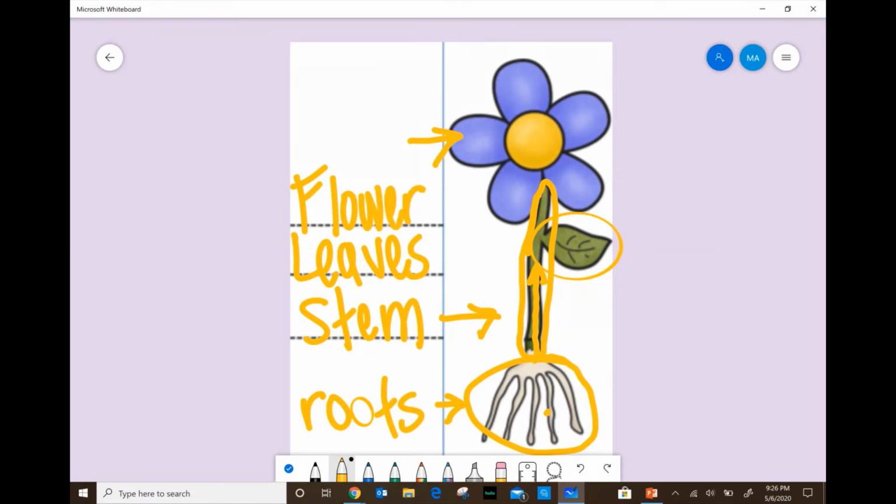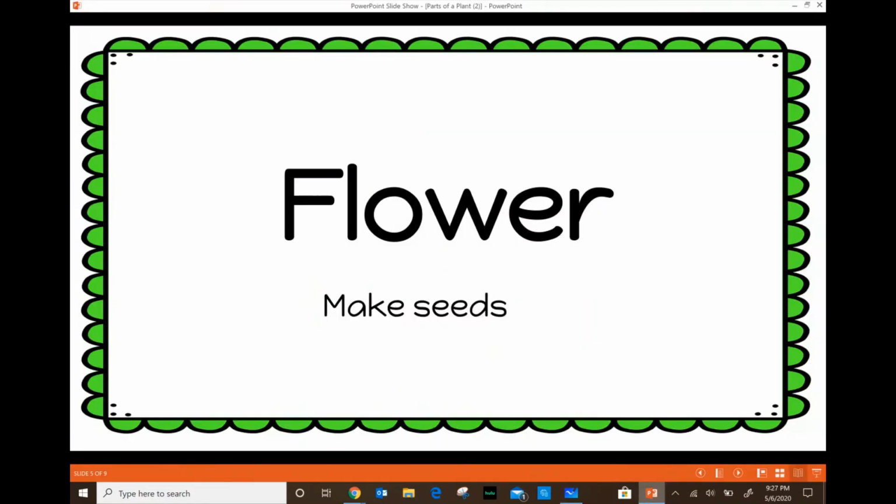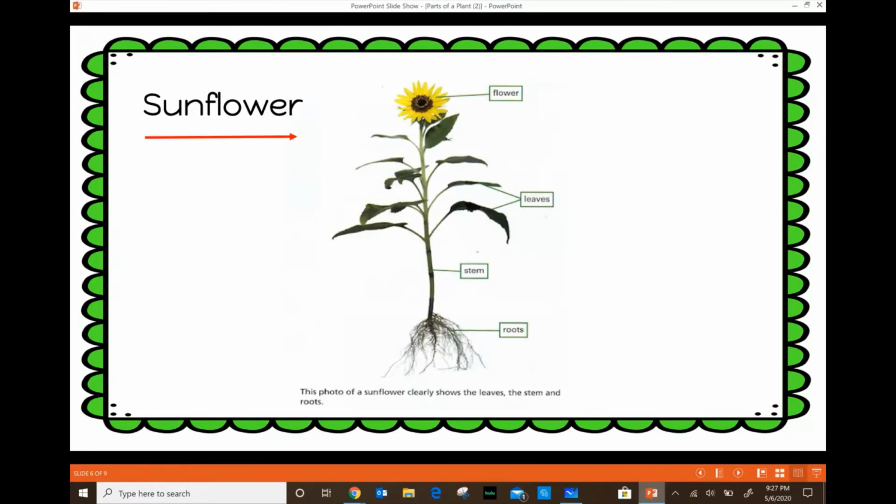So now we've gone over where our roots are, and usually you have dirt on top so you can't see the roots. And the roots take in the water. Then the stem carries the water through the plant, which is the little stick here. We've got our leaves here, and then we have our flower. So now that we've gone over that, let's look at more examples.